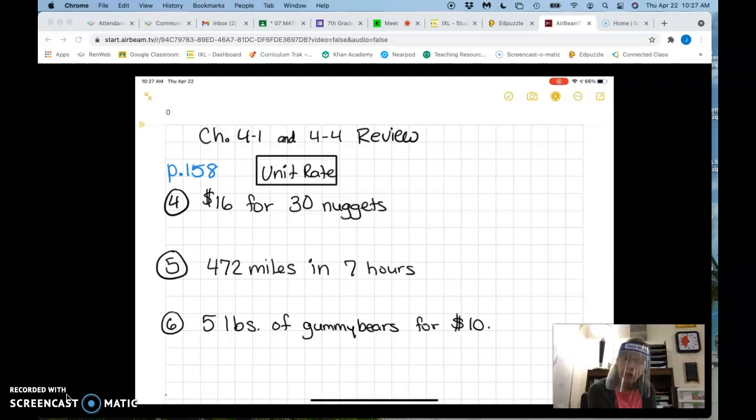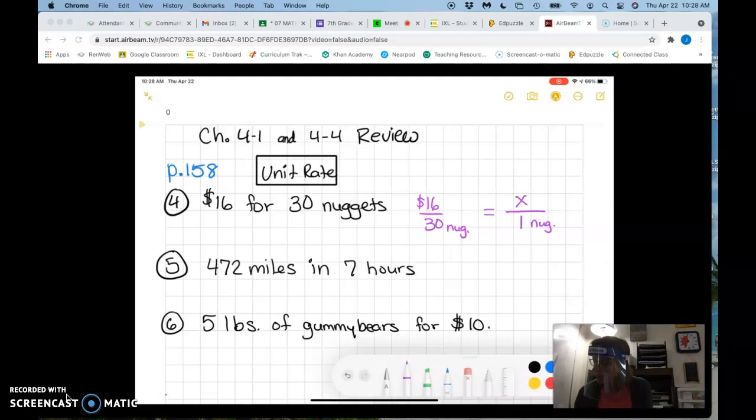And we are doing unit rate. It tells us we can get 30 nuggets for $16. So how much are we paying for 1 nugget? That's what they want to know. So $16 for 30 nuggets, and they want to know how many dollars for 1 nugget. So let's cross multiply and find out.